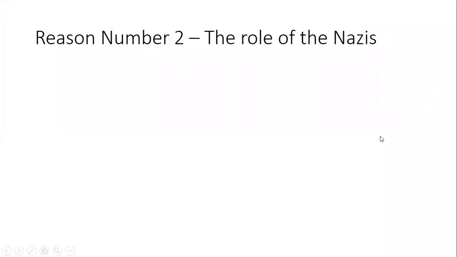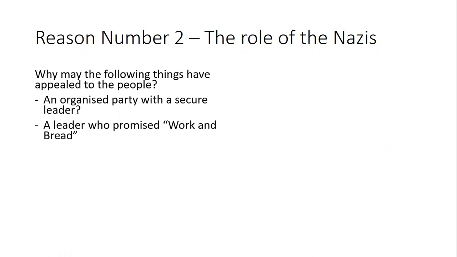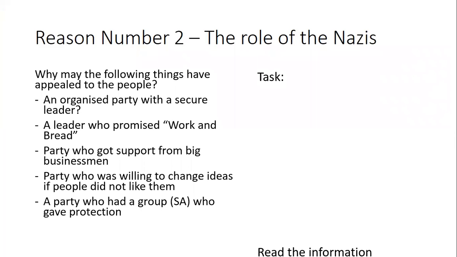Right, now the second reason why the Nazis were able to take advantage of the Depression was actually the actions of the Nazis themselves. So why might the following things appeal to the people of Germany at the time? An organised party with a secure leader, a leader who promised work and bread, a party who got the support from big business, a party who was willing to change ideas if people did not like them, and a party who had groups such as the SA and the SS to give protection.